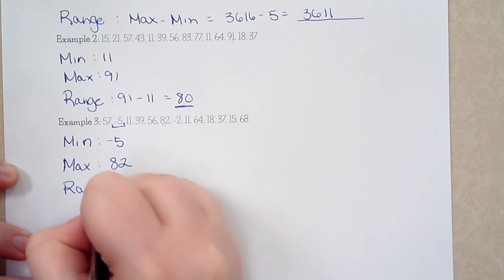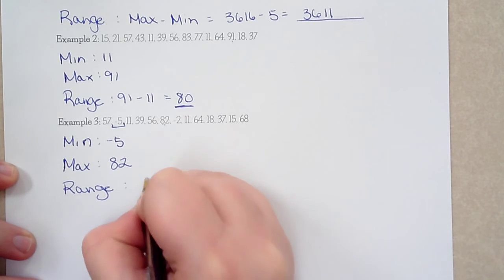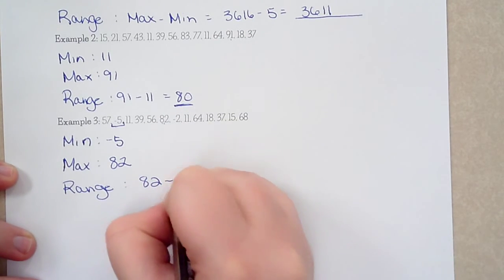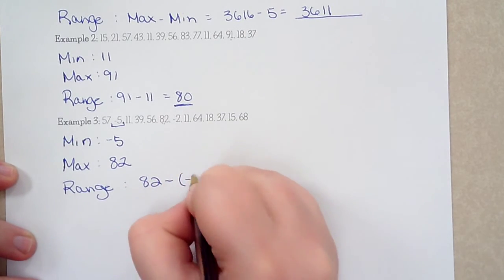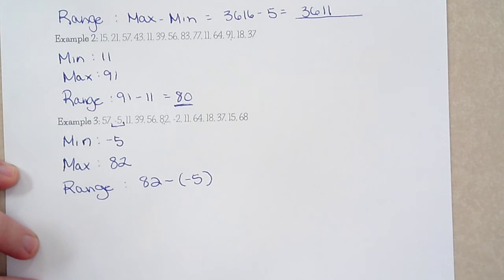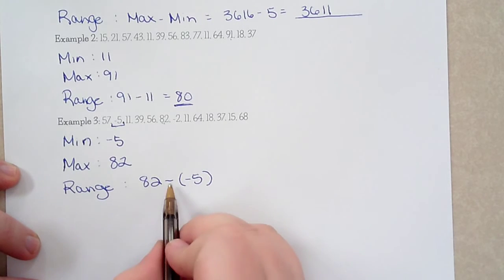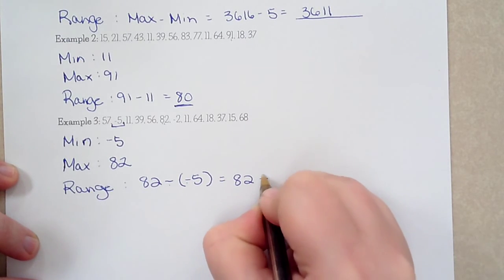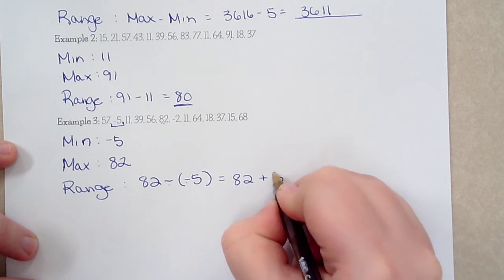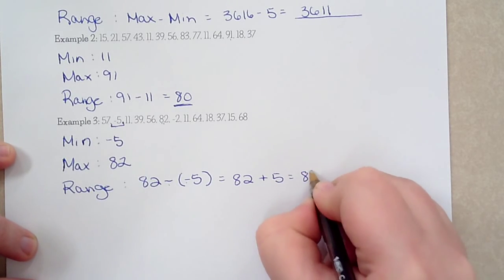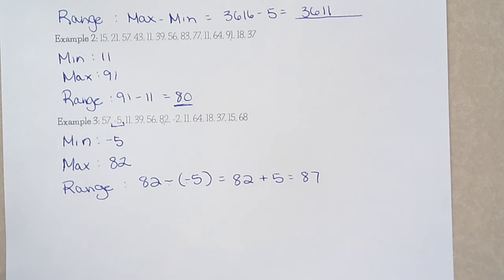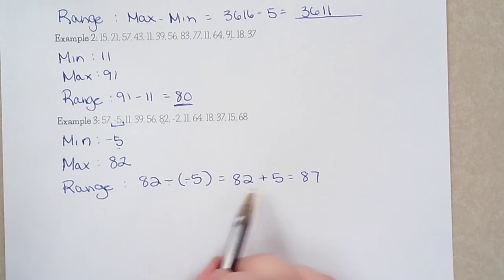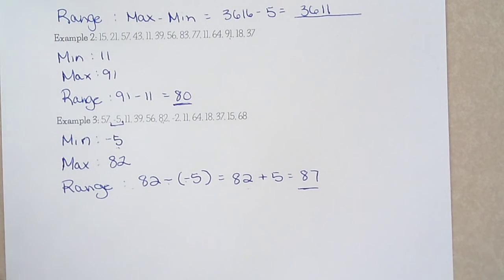Now when I go to find my range between those two values, I'm going to say 82 minus, but then I have to say a -5. And when we have a negative and a negative, we know from past units that that becomes a positive, and our range ends up being 87. Because this is a negative, we have to add that to our maximum in order to find the total distance. So negatives can be a little tricky. Just keep an eye on that.